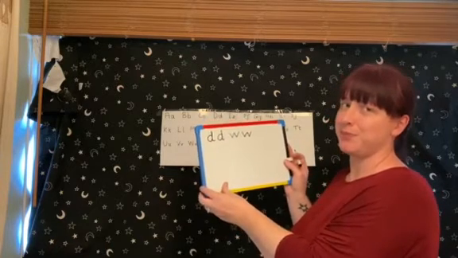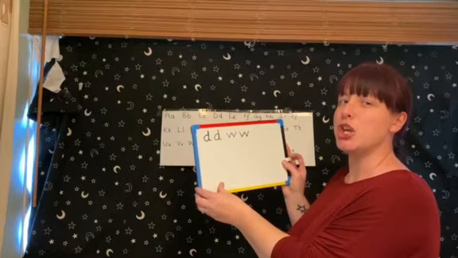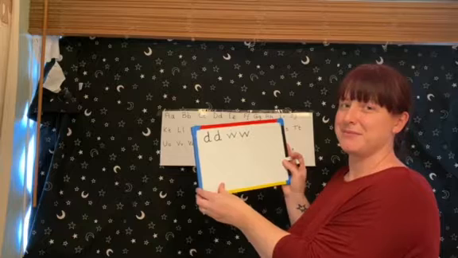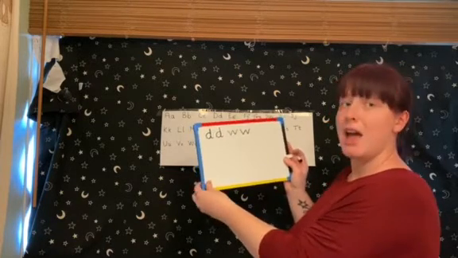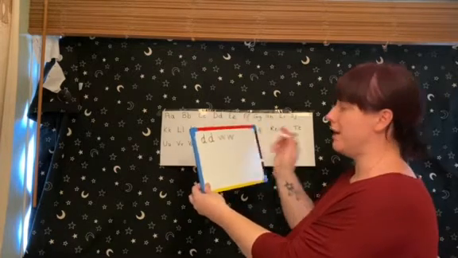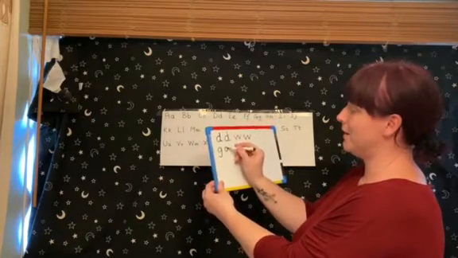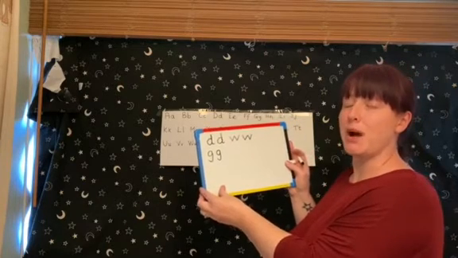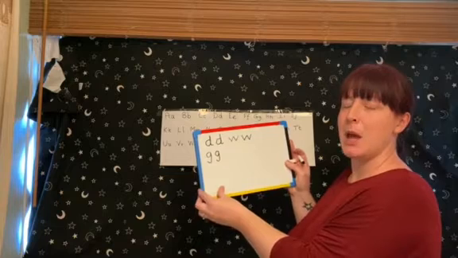Here it comes. G. G. Have you done it? You ready? The sound is G. The letter name is G. Well done. Brilliant work. Okay, your next one is B. B.